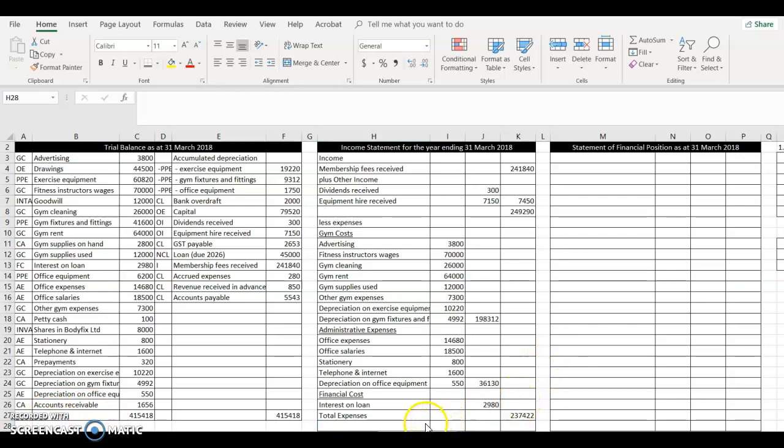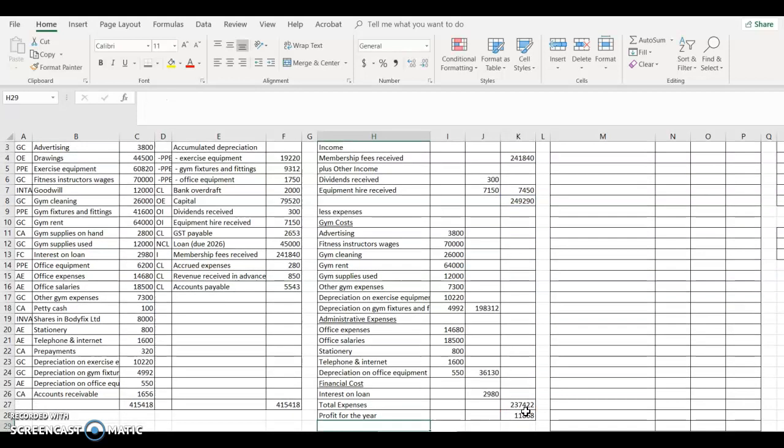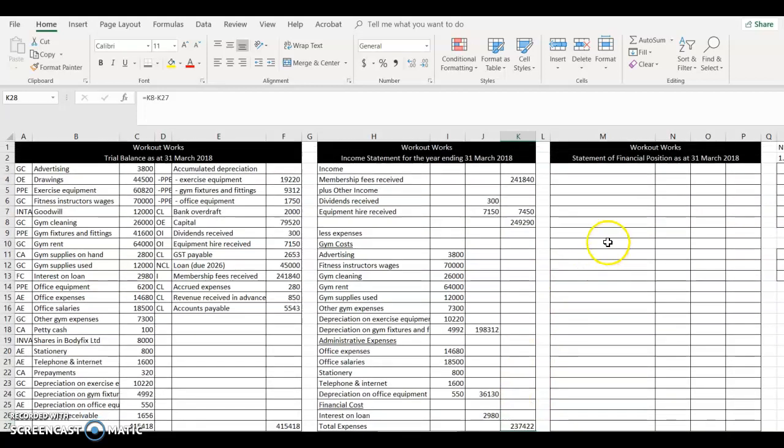The last part of this is the key part, calculating the profit for the year. And that's simply equal to your total income minus your total expenses. So in 5 minutes or less, we've got a mark that will give us E8. Here, it's not very high, is it? Only $11,000. I'll be disappointed with that.